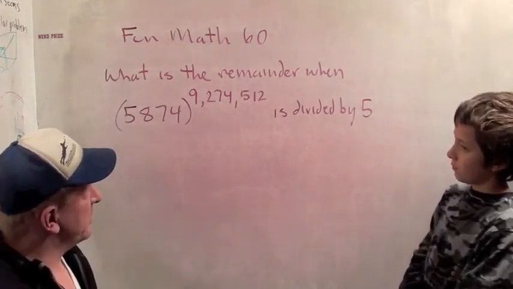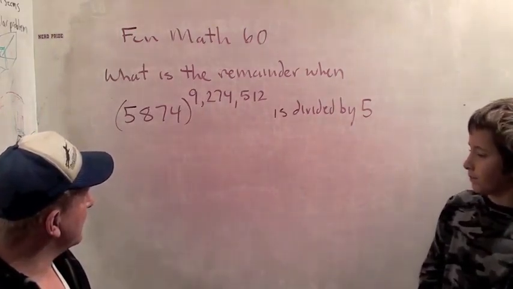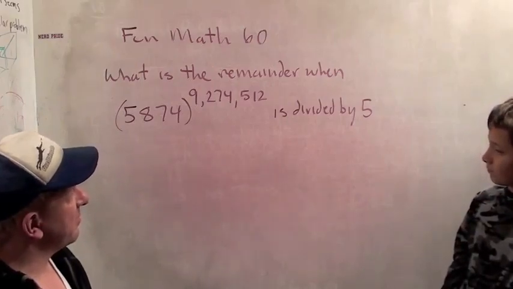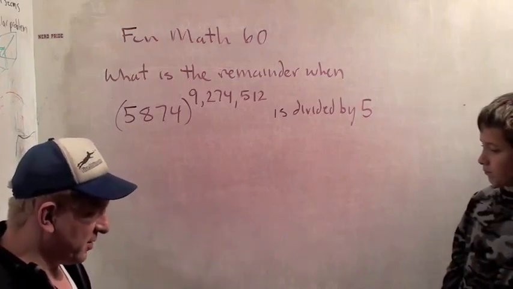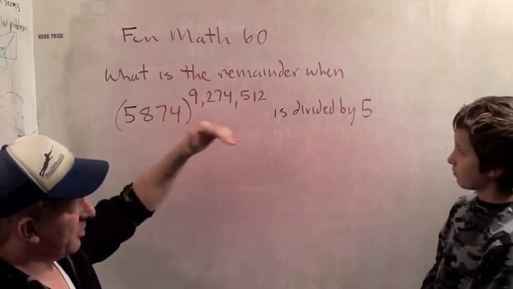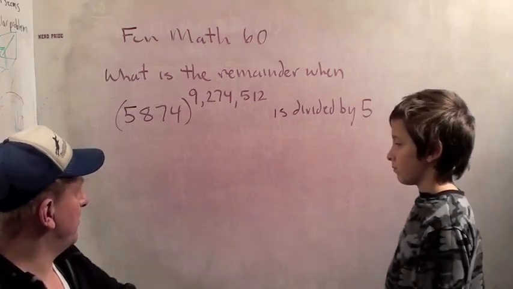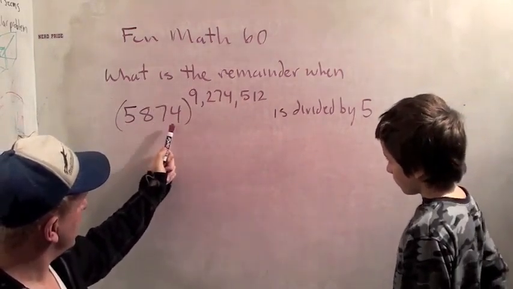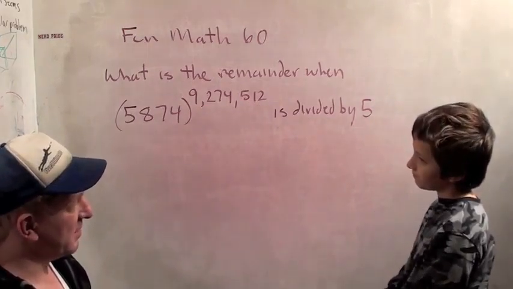Today, we are studying a section in our Art of Problem Solving number theory book about last digits. We've learned some fun stuff about how you figure out last digits. Separately, I was reading some old AMC 8 contests and found a neat problem about a number to a power being divided by 5. It relates to what we're talking about, so we'll do a problem similar to that today. The question is, what is the remainder when 5,874 to the 9,274,512 is divided by 5?